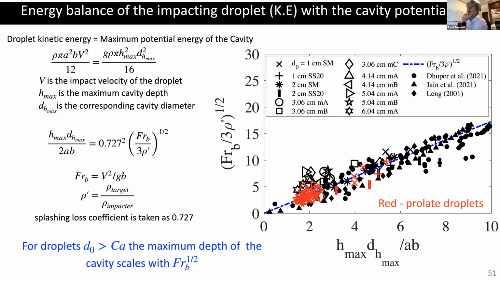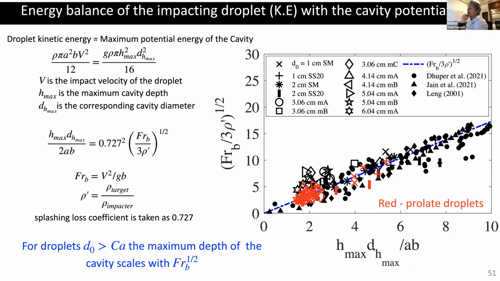But what if you want to scale all the data together? Well, you probably could use an energy balance, as we've done here. So use a droplet kinetic energy on the left is equal to the maximum potential energy of the cavity on the right. Here V is the impact velocity, Hmax again is defined. If we solve for Hmax Dmax over 2AB, we get some constant out front, which we call the splash loss coefficient. But what we are able to do is show that the Froude number, if it's scaled by B, so the height of the droplet, not the D naught, but the height of the droplet at impact, to the 1/2 power, then we're actually able to come up with a little better scaling.